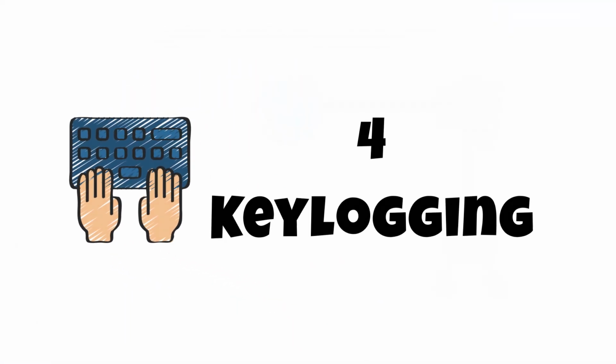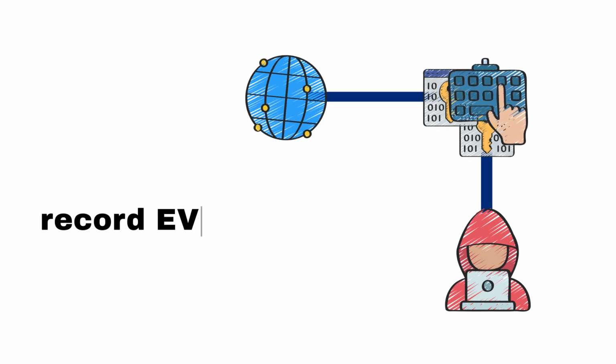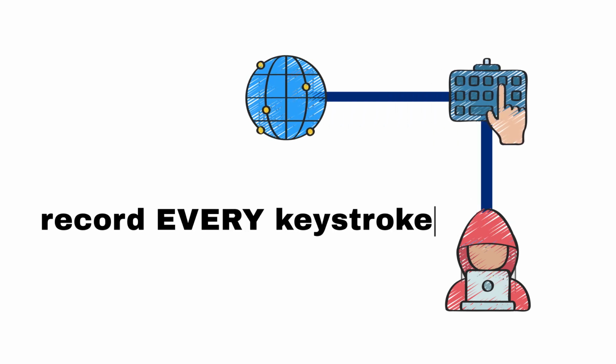Technique number 4 is keylogging. Keyloggers are malicious programs that record every keystroke made on the device, including passwords. Once installed, they can silently capture sensitive information without the user's knowledge.